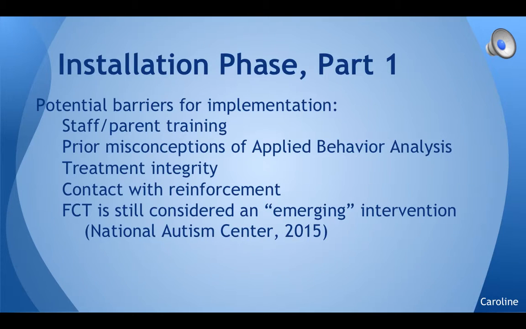Finally, functional communication training is still considered an emerging intervention by the National Standards Project, but this is mainly due to the scarcity of large group research designs on the intervention.